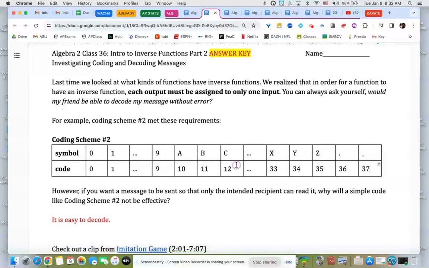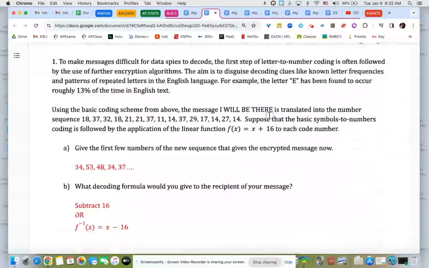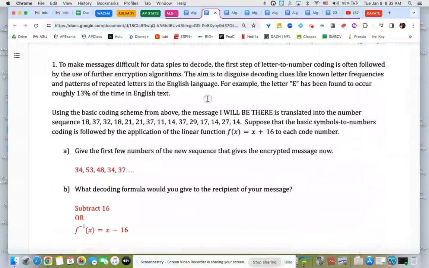The problem with that is it's really easy to decode. If there was someone you didn't want to figure it out, like a spy, they could easily figure this code out and break your code, right? So how do we make it a little more complicated? Well, real codes usually have an extra step. They have some kind of key, or some kind of extra step they do to your code.